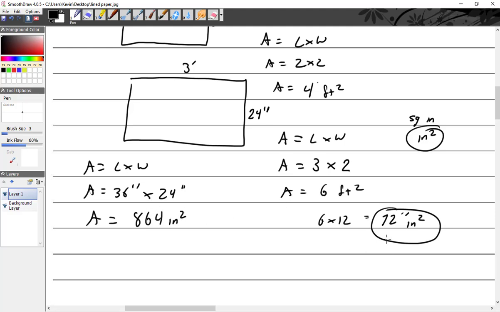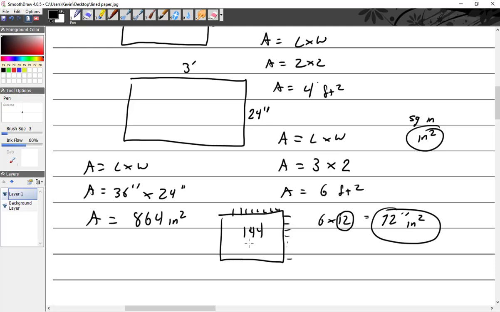Now wait a minute. I just got 72 a minute ago. So what is it? It's 864 inches squared. This is the correct answer. What happened here? We multiplied it by 12. Sure, there are 12 inches in a linear foot, but a square foot has 12 inches going this way and 12 inches going that way, and 12 times 12 is 144.